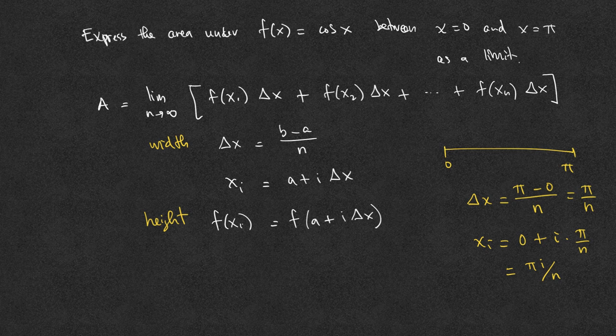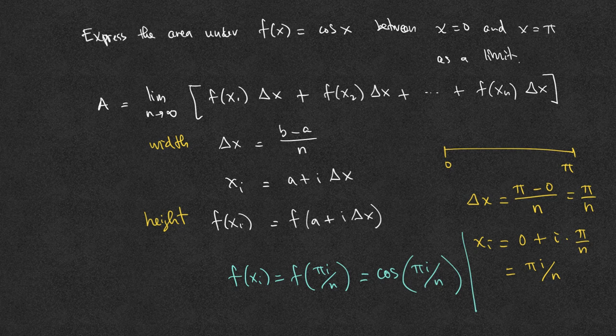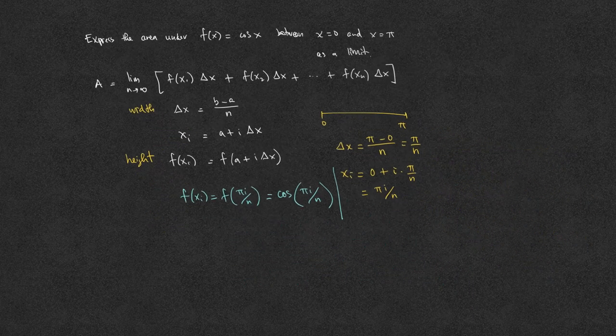And so the corresponding height f of x sub i is now f of pi i over n, and we plug this into the function cosine. The height is cosine of pi i over n. i is just an index here. It is not an imaginary number.